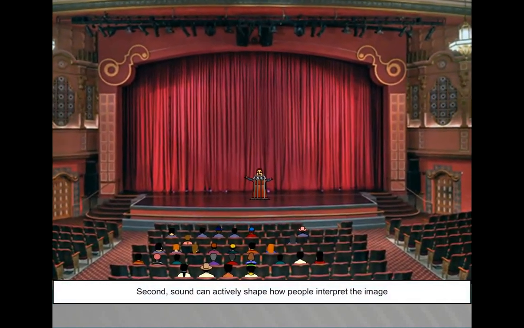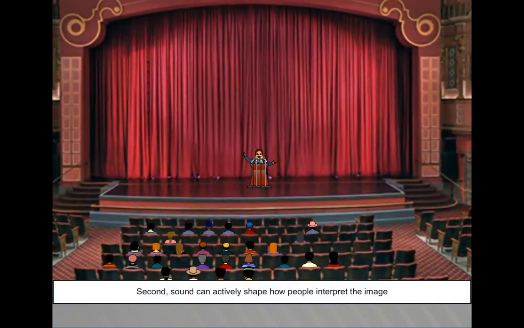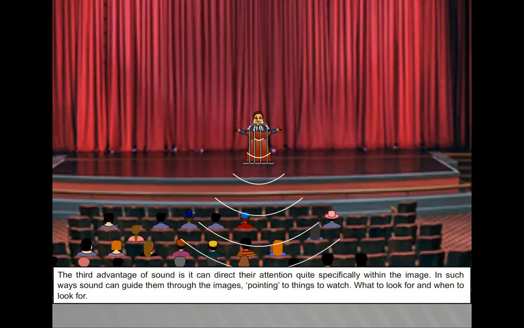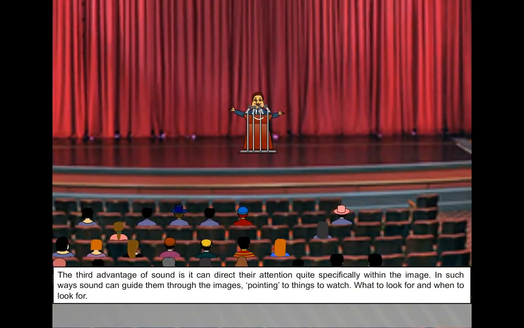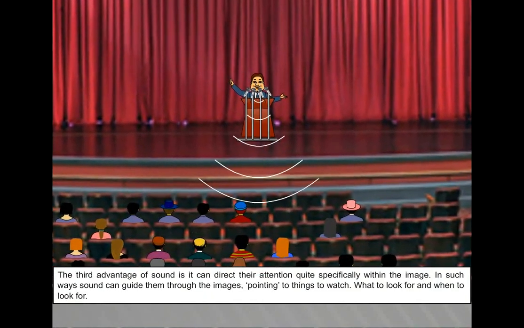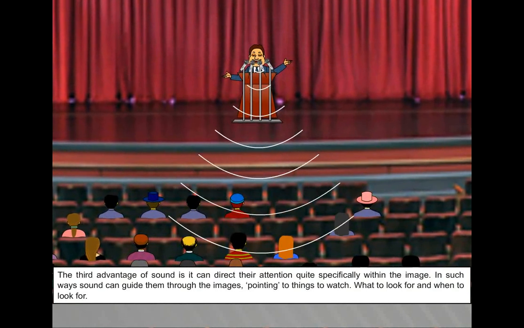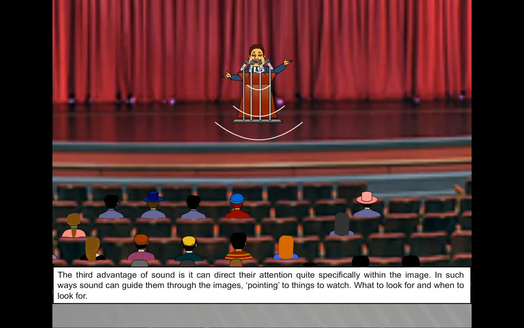Second, sound can actively shape how people interpret the image. The third advantage of sound is it can direct their attention quite specifically within the image. In such ways, sound can guide them through the images, pointing to things to watch, what to look for, and when to look for.